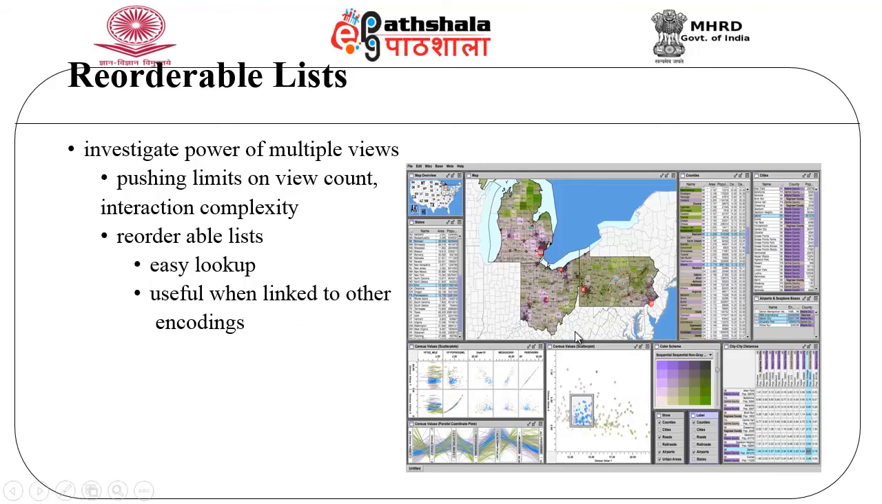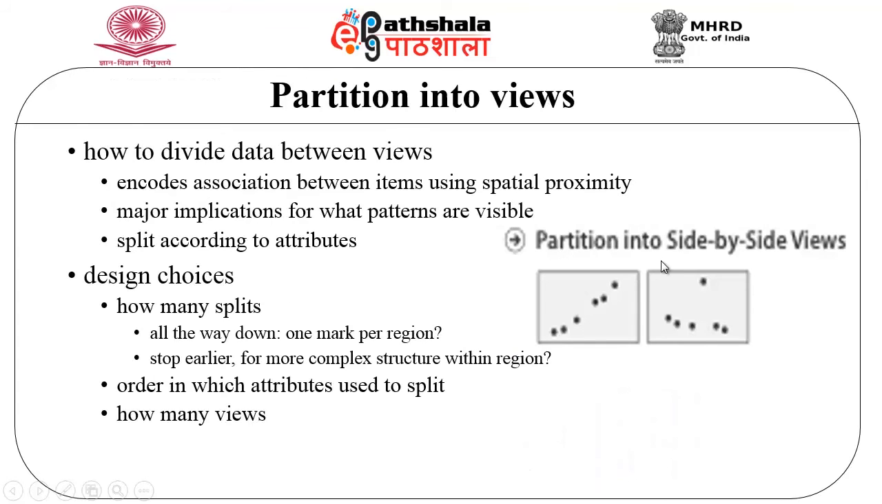patterns as such. So this is an example of a reorderable list, where we can see you have a parallel coordinate system, you have a scatter plot system. So it is possible for me to view the entire data set using various kinds of reorderable lists as such.